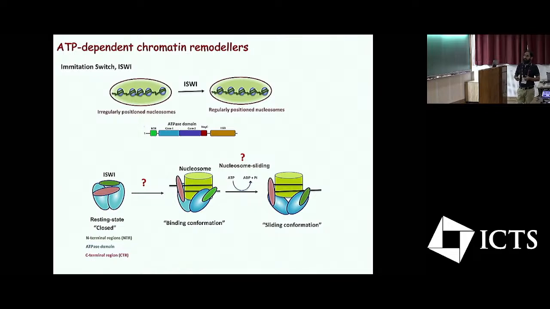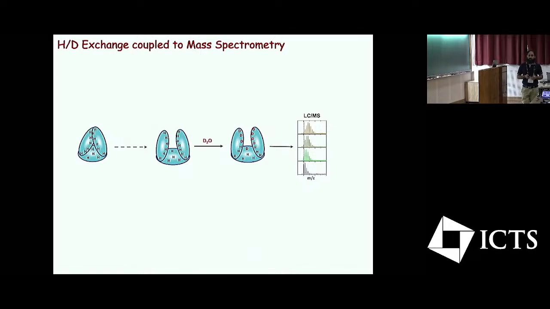For this you need an in-solution method to look at the conformational changes at different stages of nucleosome sliding. So what we use is hydrogen deuterium exchange coupled to mass spectrometry. This is a highly simplified way of explaining it. We have the hydrogens which are linked to the nitrogen and oxygen atoms in a protein. If there is a conformational change, and instead of water we have D2O, the hydrogens which are accessible to the solvent get exchanged.